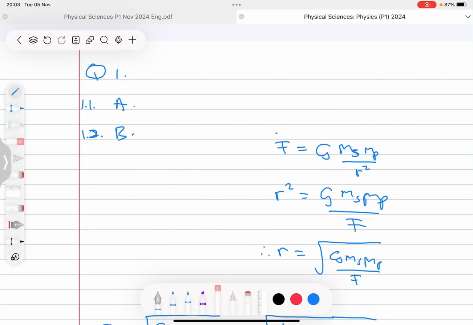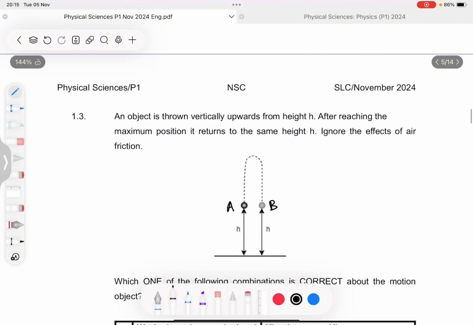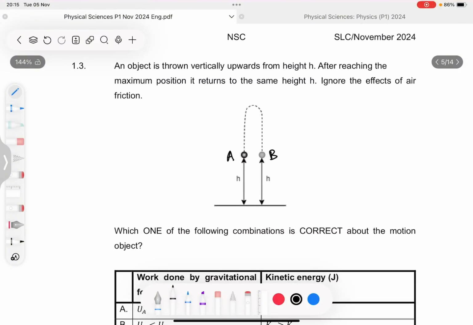Right? Now let's go to question 1.3. Question 1.3 reads as follows. An object is thrown vertically upwards from the height h. After reaching the maximum position, it returns to the same height h. Ignore the effects of air friction.